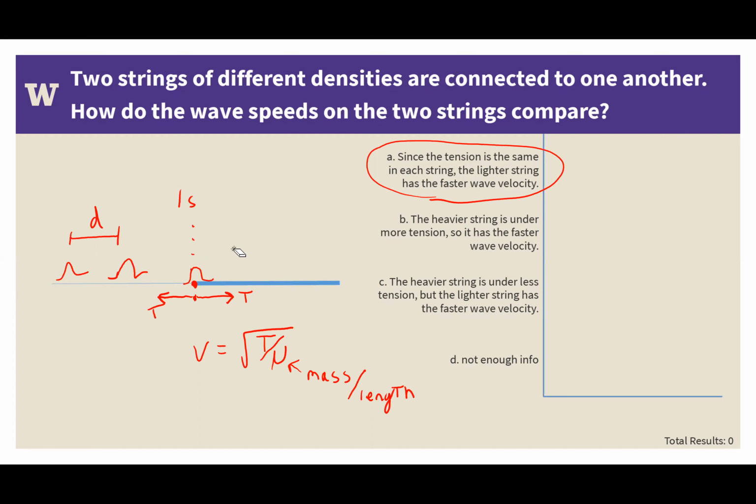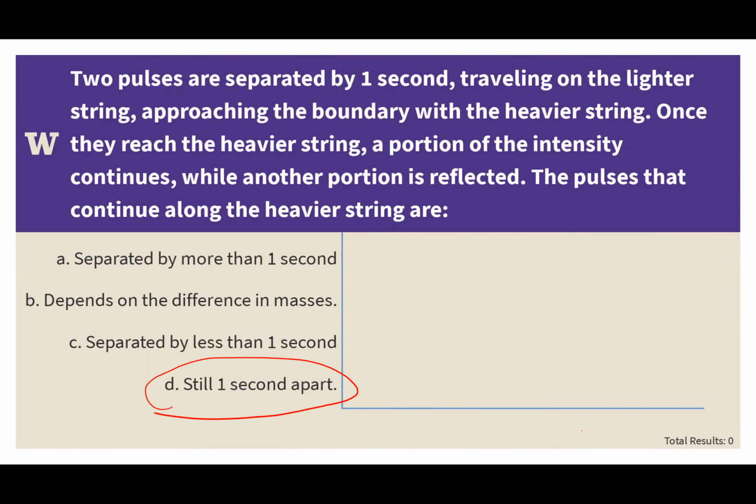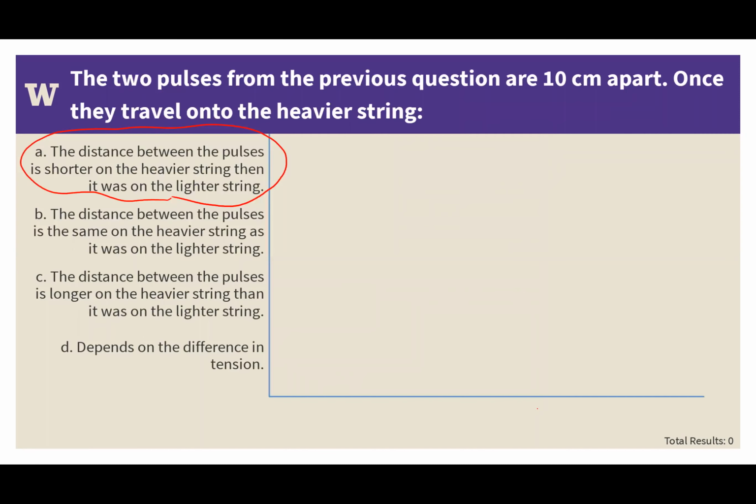Now, in terms of distance, because the wave speed on the heavier string is slower, the front pulse will have traveled a smaller amount of distance in that 1 second. So same amount of time, smaller velocity, then a smaller distance. So when I think about the separation between these two pulses, they're still 1 second apart, but the distance between the two pulses is now shorter.